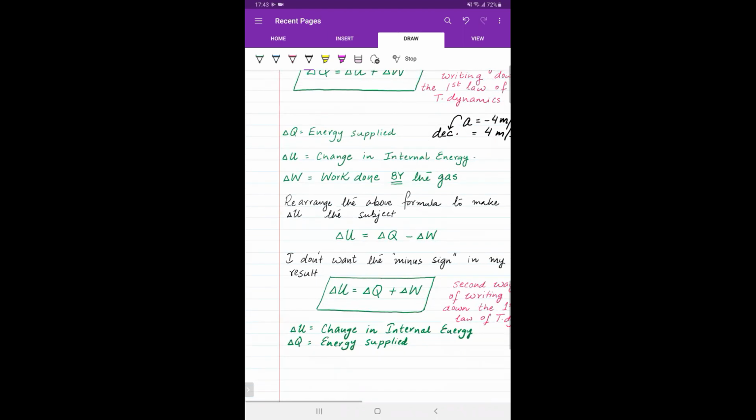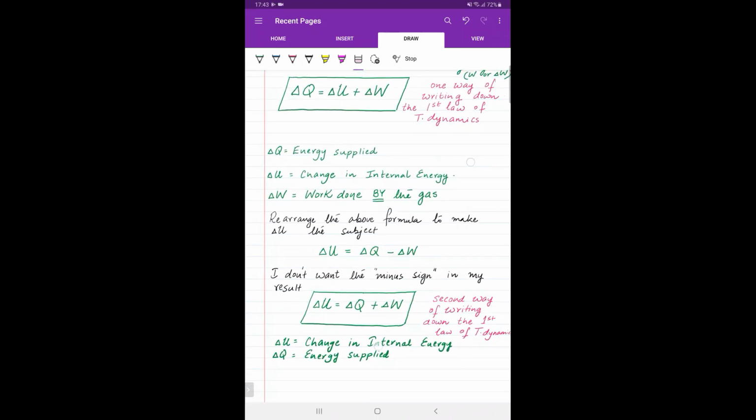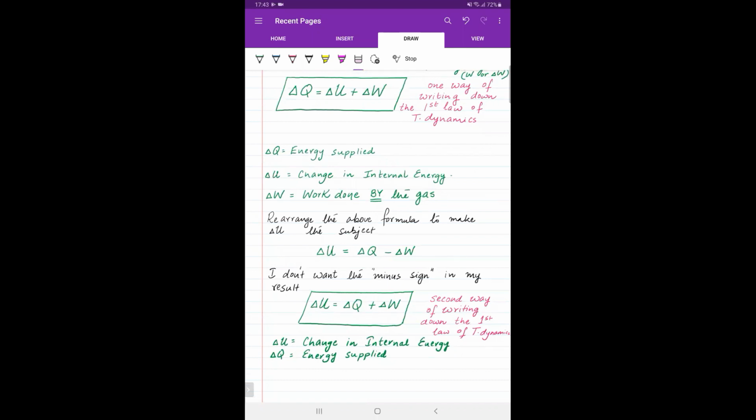तो बिल्कुल वैसे ही if I tell you कि मुझे माइनस साइन नहीं चाहिए, तो आप क्या करोगे? तो आपने माइनस साइन को रिमूव कर तो दिया है और आपने प्लस के साथ रिजल्ट लिख तो दिया है, बट फिर आपको इस बात को रिकग्नाइज करना पड़ेगा कि जब आप डिफाइन करोगे तो फिर आपको डेल्टा डब्ल्यू को लिखना चाहिए एज वर्क डन बाय के बजाय ऑन द गैस.